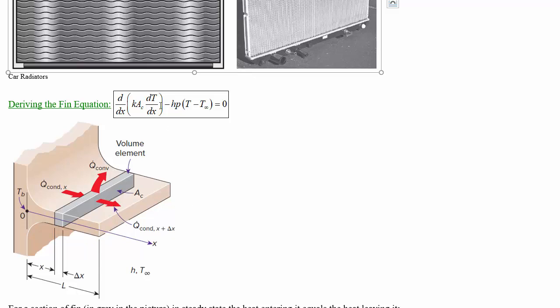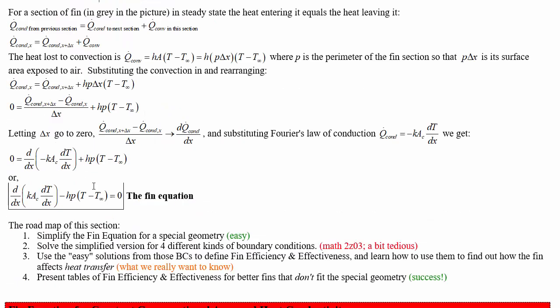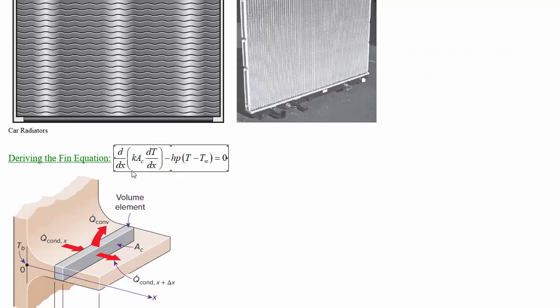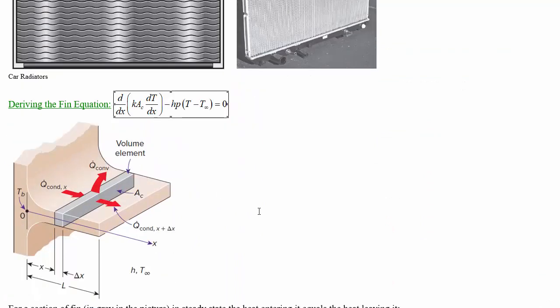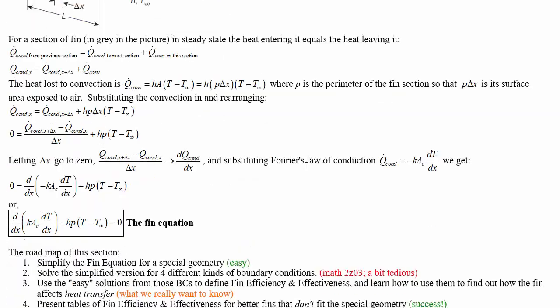Now, if you take the balance of that heat flow and substitute in that the conduction at any point is negative kA dT/dx, then you can come up with the fin equation. There's a derivation of that below. I encourage you to try it for yourself. What we're going to do now is look at solving the fin equation under a number of different boundary conditions.